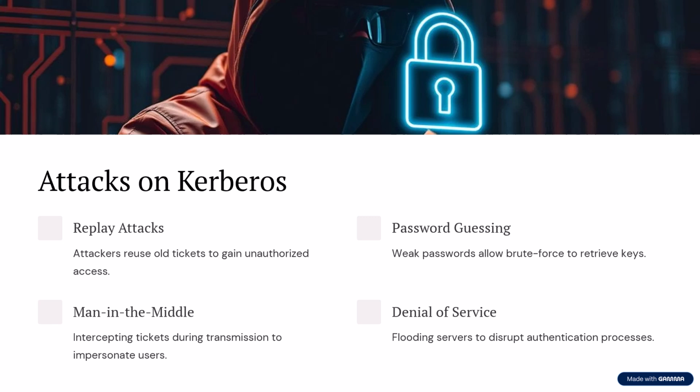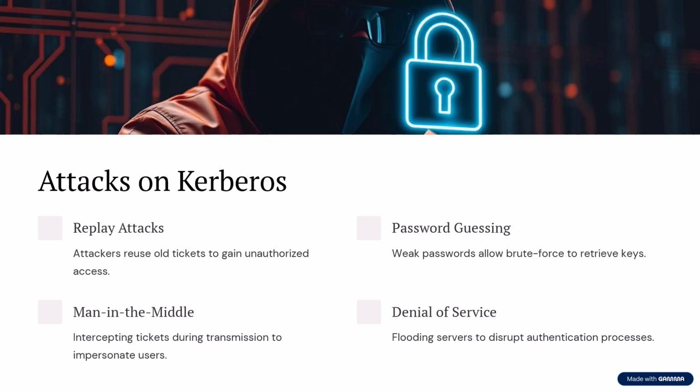We understand one by one. First one is the password guessing attack. If a user's password is weak, an attacker might try to guess it and get access. Since Kerberos relies on passwords to issue tickets, a weak password can be a risk. Second is the replay attack. An attacker tries to reuse old authentication messages to trick the system into thinking they are a user. Kerberos protects against this by using timestamps and short-lived tickets.